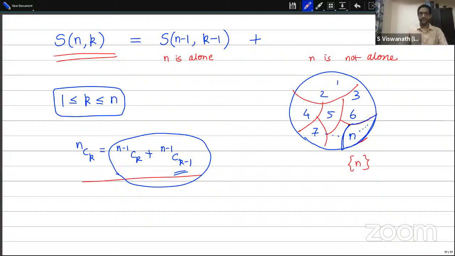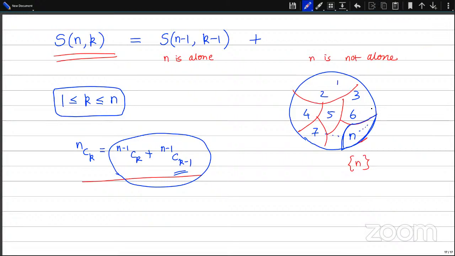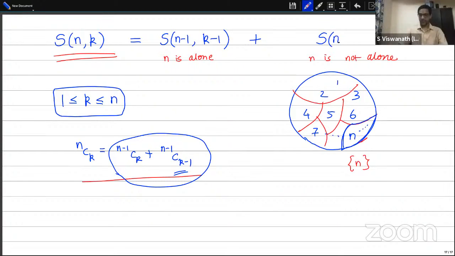So suppose I delete N now. I take this partition in which N doesn't occur alone, and suppose I delete N from that partition. What am I left with? N minus 1 points. Then you have to choose K partitions. I'm left with N minus 1 points, and what I obtain is a partition of that set of N minus 1 points into K blocks, right? Because the number of blocks doesn't decrease.